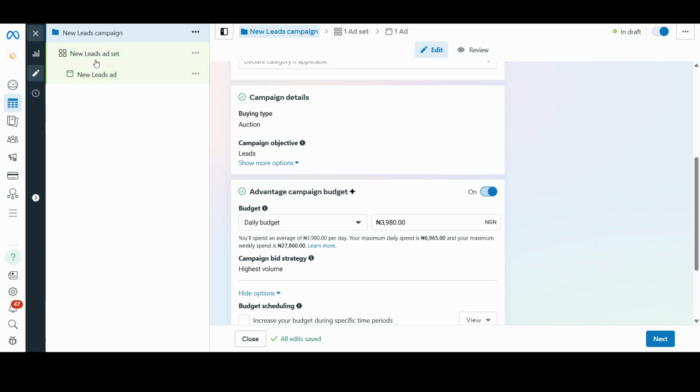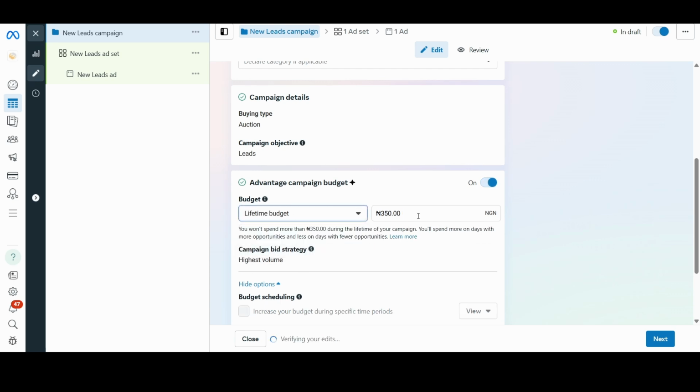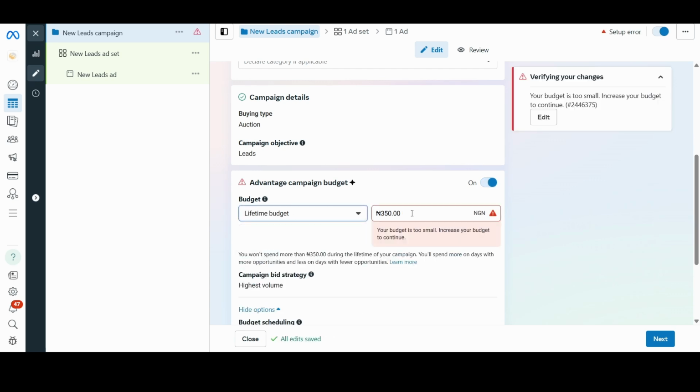So if we have like 3 ad sets here and 2 ads in each of the ad sets, then the budget that you set up here at the campaign level would affect all of them. And it can either be a daily budget or a lifetime budget. You can set up a lifetime budget, maybe you're running an ad for a month and you just want Meta to optimize and help you run the ads just the way they want.